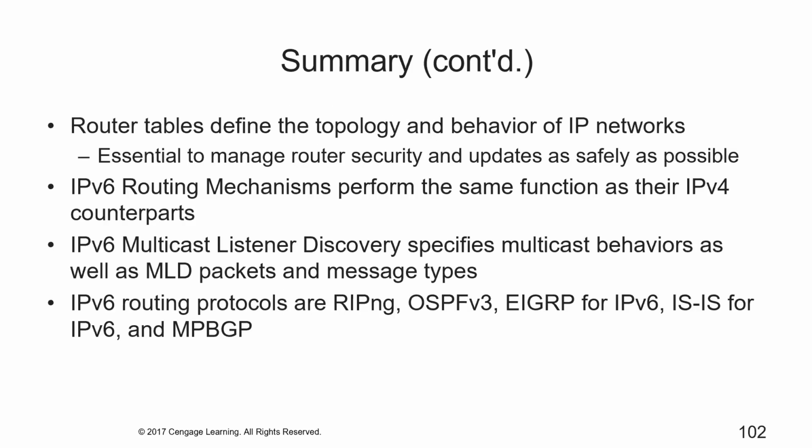Router tables define the topology and behavior of IP networks, and it's essential to manage your router security and updates as safely as possible. IPv6 routing mechanisms are the same as their IPv4 counterparts in terms of functionality. In IPv6, you have Multicast Listener Discovery, which specifies multicast behaviors as well as the MLD packets and messaging types. And finally, IPv6 routing protocols are RIPng, OSPFv3, EIGRP for IPv6, IS-IS for IPv6, and MP-BGP.